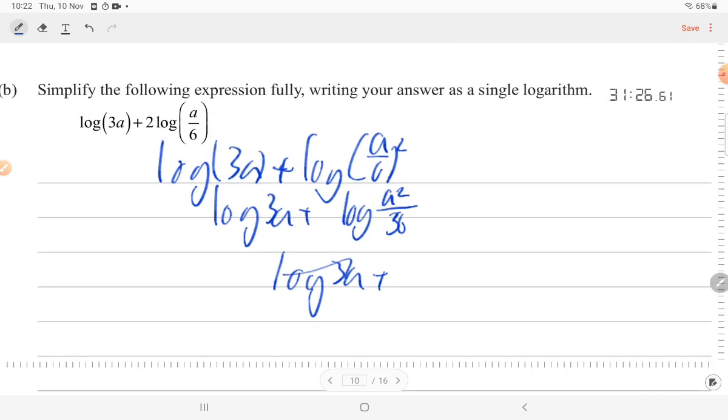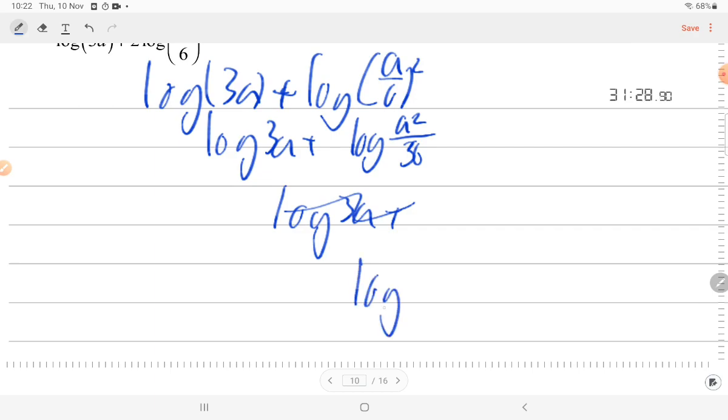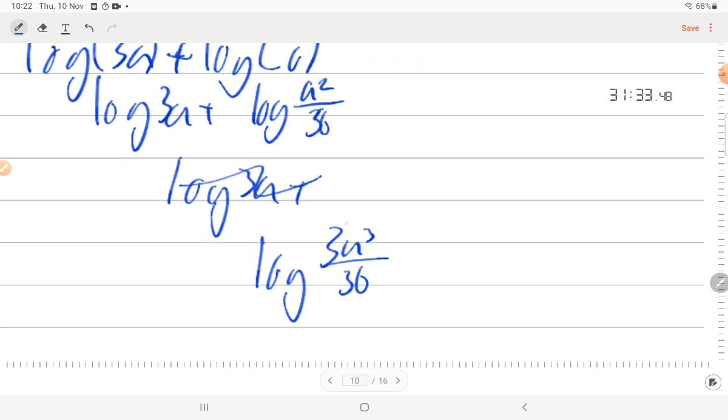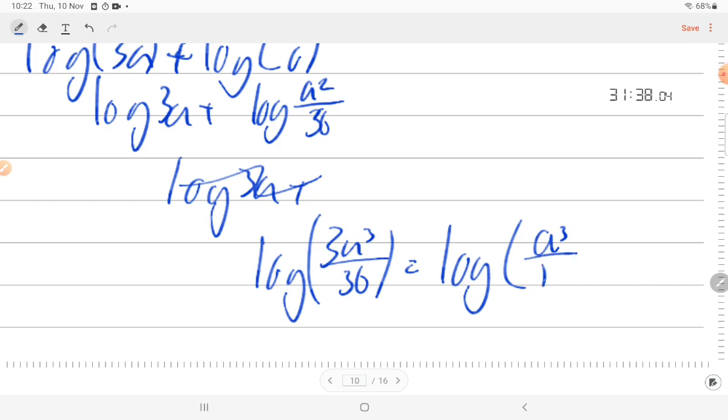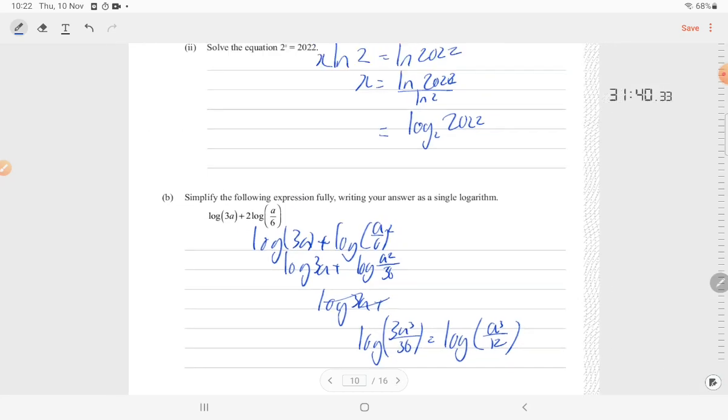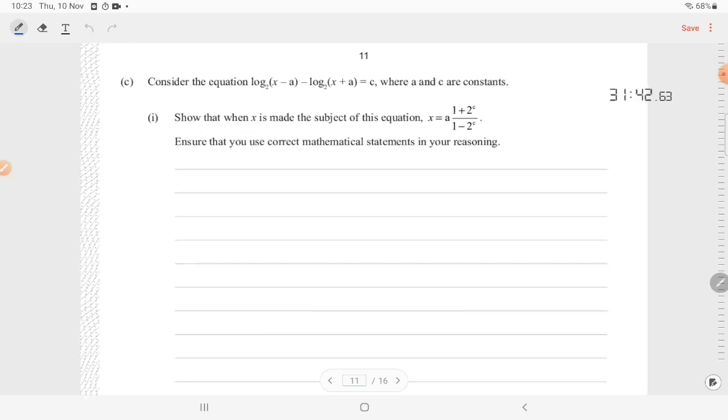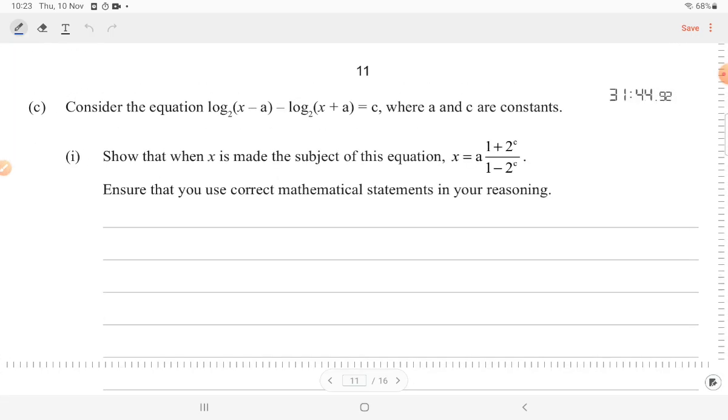Okay. Log of 3a cubed over 36, which is equal to log of... NCEA constant. Show that x is made the subject. Show that.